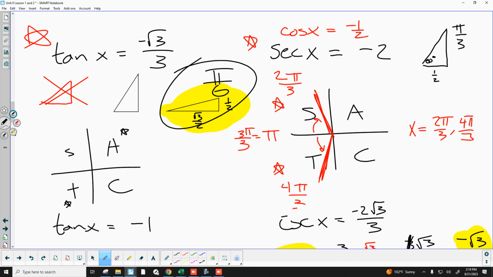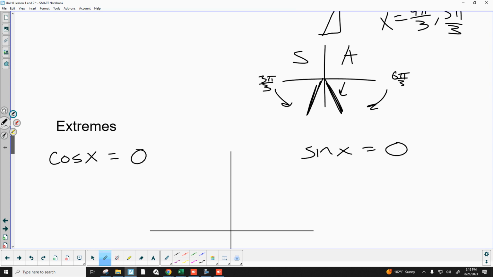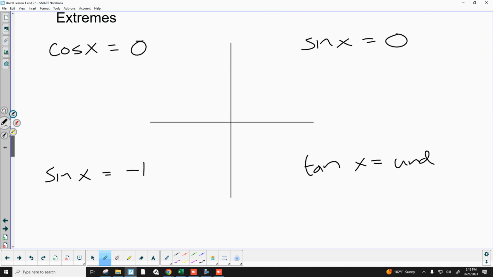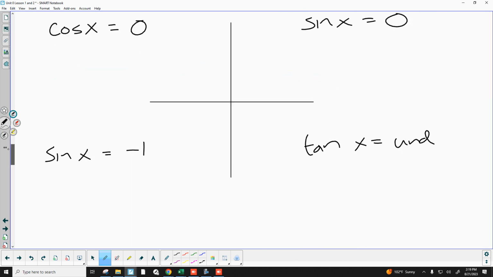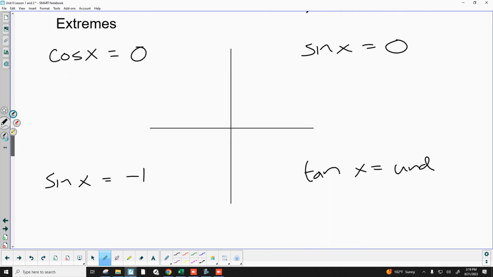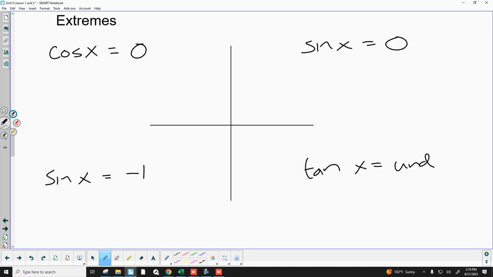Pi over 6 is 5 pi over 6 and 11 pi over 6. Extremes are easy to deal with if you understood them the other way around.